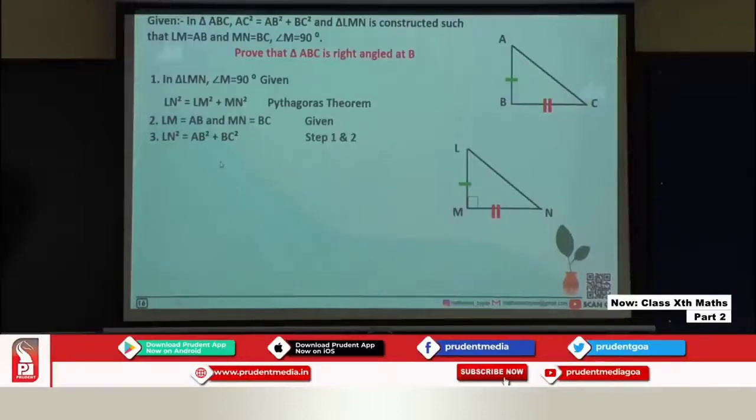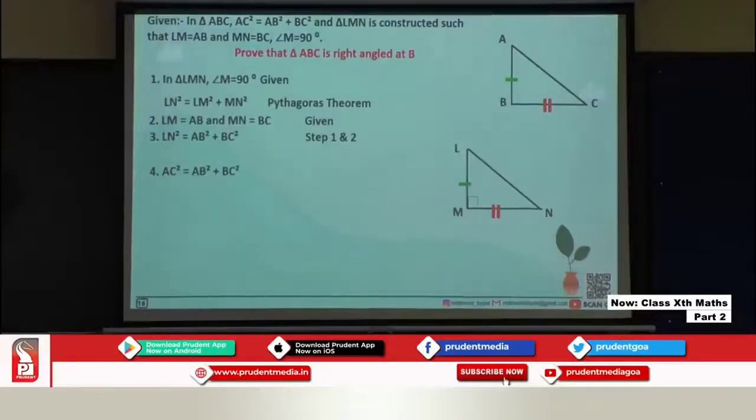Now, in the 4th step, I can say that it was given to us, right? AC square is equal to AB square plus BC square. Now look at the 3rd step and the 4th step. The right hand sides are the same. So the left hand sides also should be the same.